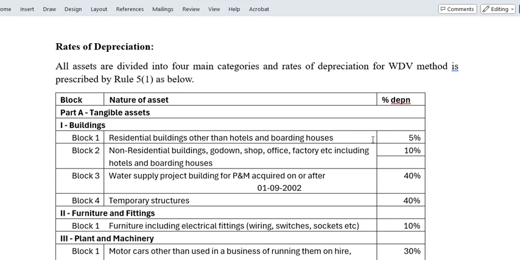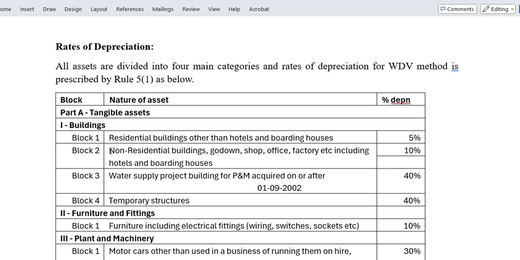So in block 1, it is residential buildings, other than hotels, boarding houses and all other things, which you remove; only residential buildings. For the residential building block, the depreciation is only 5%. Then for non-residential buildings, can be a godown, shop, office, factory, whatever, hotels and all other things you put together, it is 10%. Depreciation is 10%.